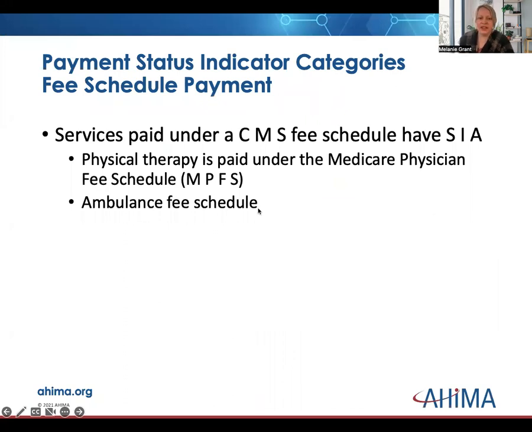The next one we look at is status indicator of A. A status indicator of A is your primary, as I mentioned earlier, for most outpatient offices and providers. This includes things like physical therapy or other ambulance fee service schedules.